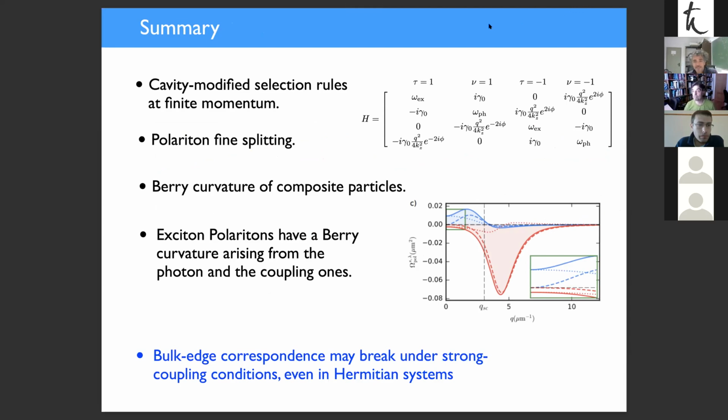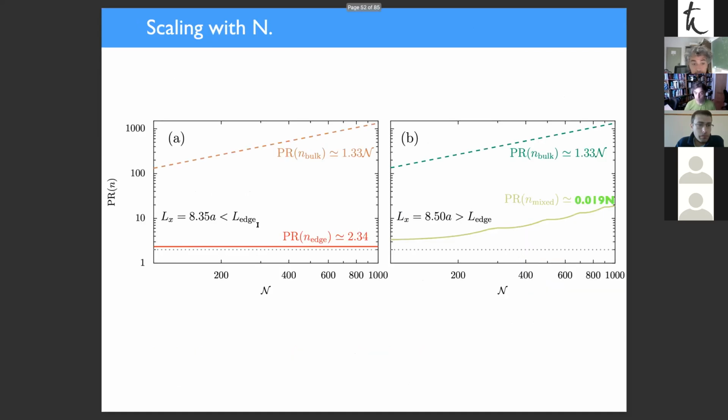Okay, thank you, Luis. Are there any questions? There is one in the chat. Miguel Bello is asking, where is the breakdown? I'm not surprised that the edge state loses its localization if the topological invariant changes. What am I missing?